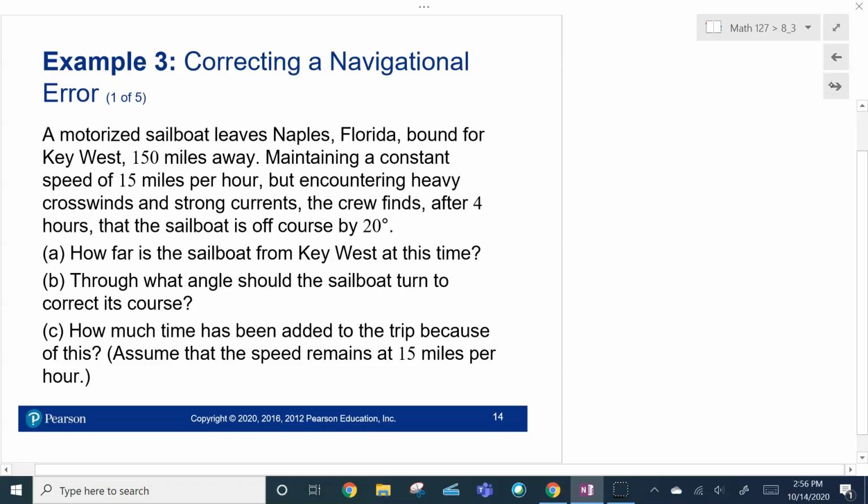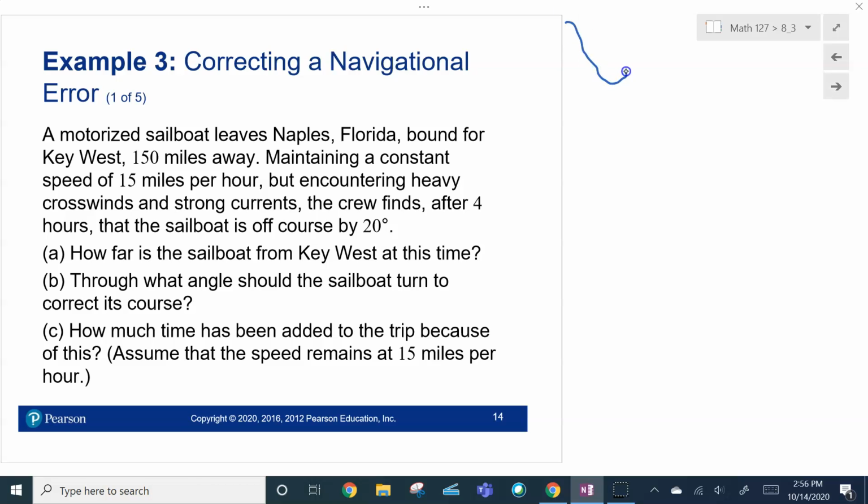All right, let's work this problem here. We've got a motorized sailboat that leaves Naples, Florida, bound for Key West, 150 miles away, maintaining a constant speed of 15 miles per hour. But encountering heavy crosswinds and strong currents, the crew finds after 4 hours that the sailboat is off course by 20 degrees. We're going to need a diagram here, so let me do my best to draw this.